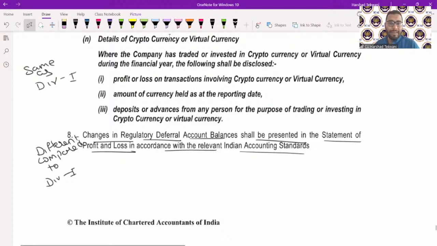So yeah, this was the disclosure for division 1 and division 2. Most of the amendments are the same in division 1 and division 2, except for a few changes that are marked as of now. I also suggest you mark them in your module or study material, which will help you in revision at a later point in time.